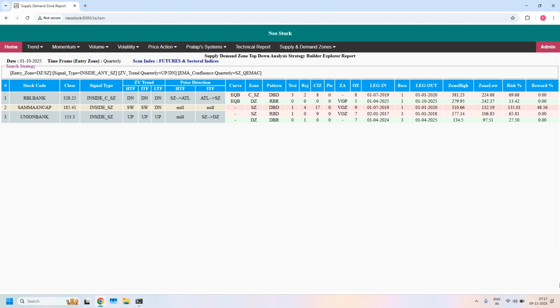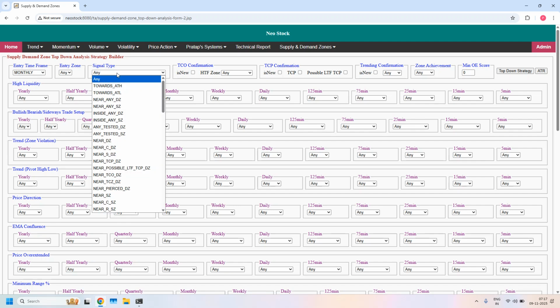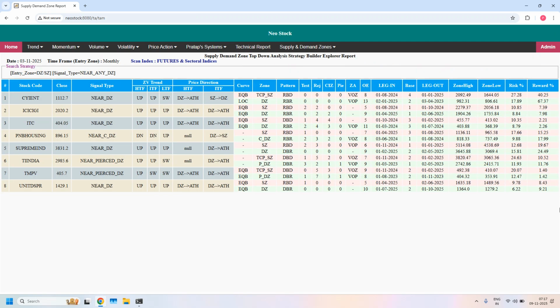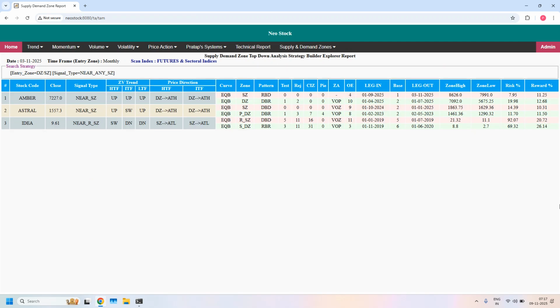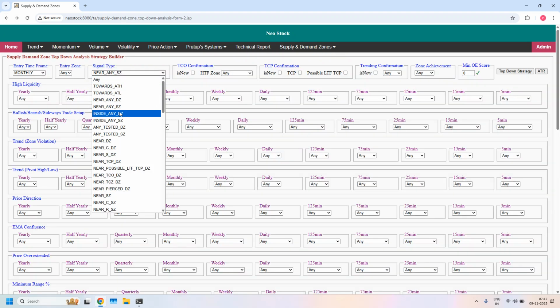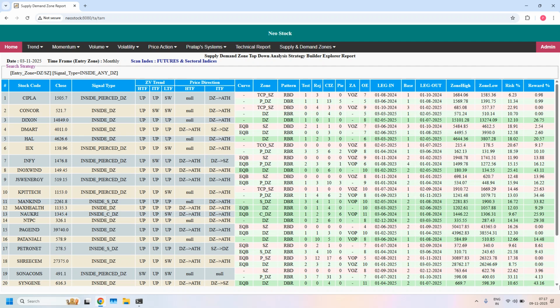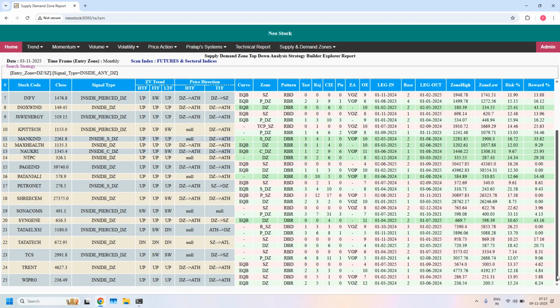Okay, next time frame is monthly. Stocks near monthly demand zone. We got 8 stocks. Next, stocks near monthly supply zone. We got 3 stocks. Next, price closed inside the monthly demand zone. First 20 stocks in the list. Scrolling the list down, we got 25 stocks.